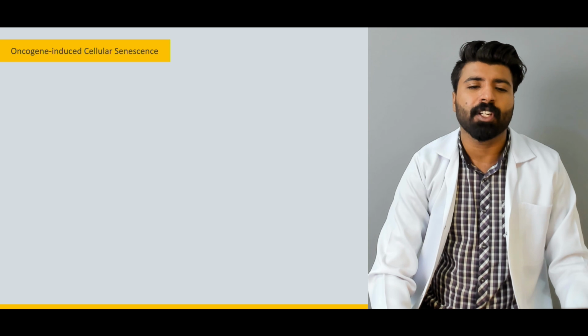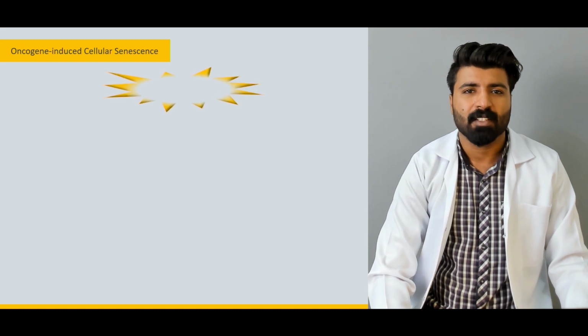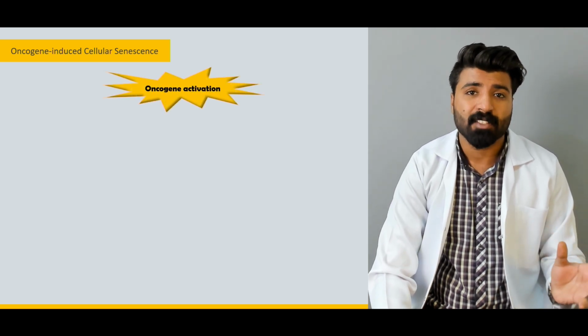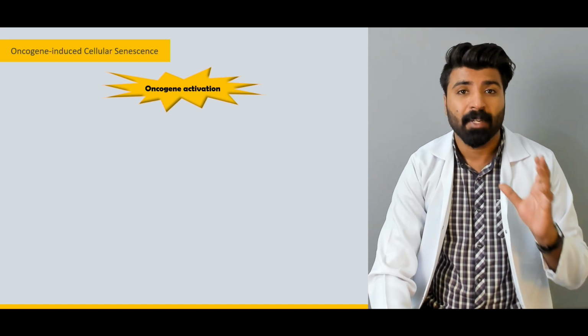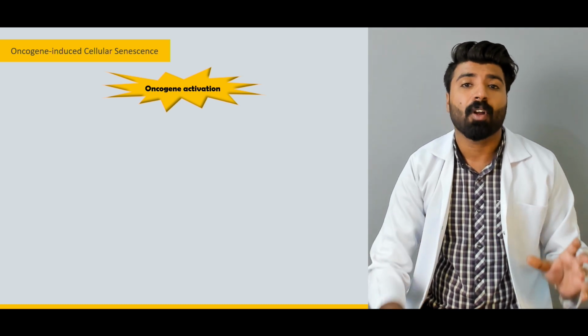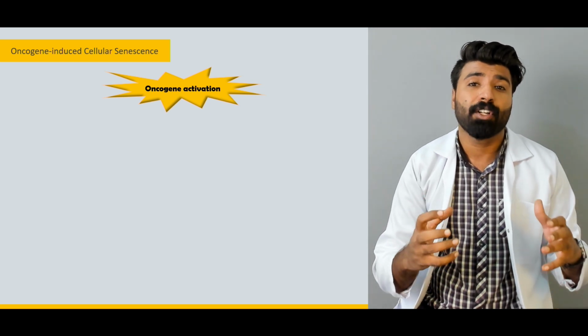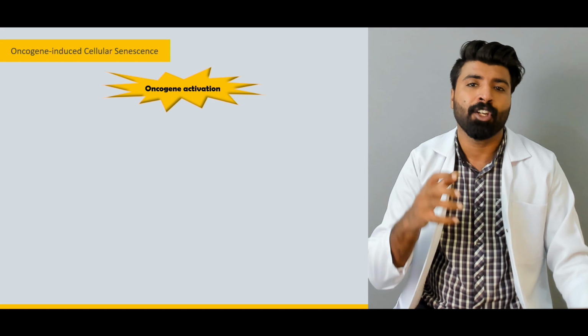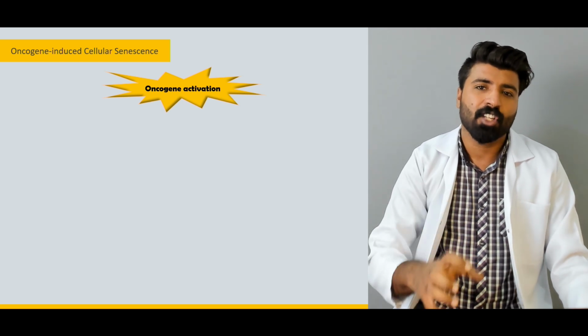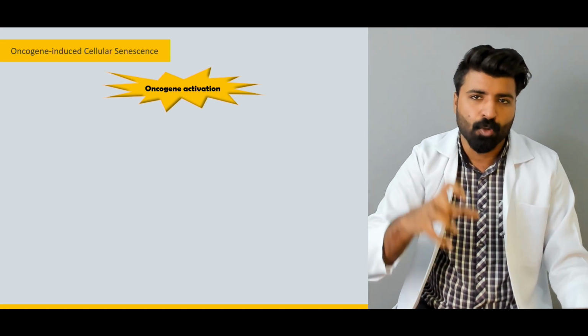Afterwards, we have oncogene-induced cellular senescence. We talked about normal senescence. We talked about replicative senescence. Now we're going to talk about oncogene-induced cellular senescence. It means what are those oncogenes and how do they induce cellular senescence so that the cell should stay at that state. They should not move afterwards.